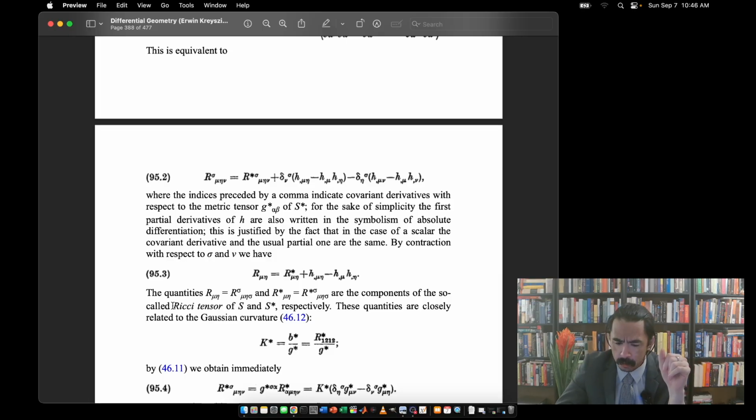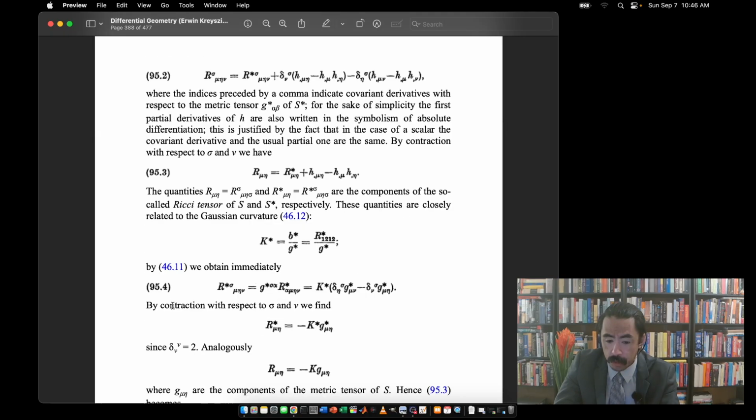So that's a little bit tricky notation, but if you've been following along with the previous episodes, then we did see that before in previous chapters. For the sake of simplicity, the first partial derivatives of h are also written in the symbolism of absolute differentiation. This is justified by the fact that in the case of a scalar, the covariant derivative and the usual partial one are the same. This is a huge hand wave, in my opinion.